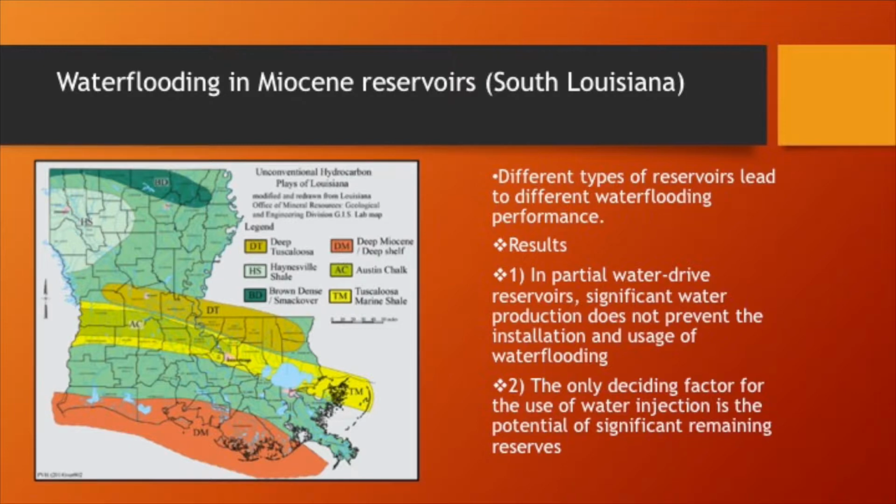Since most of the fields' subsurface structure is quite similar to each other, the results after applying water flooding to 4 Miocene reservoirs in South Louisiana conclude the following 2 observations. In partial water drive reservoirs, significant water production does not prevent the installation and usage of water flooding, and the only deciding factor for the use of water injection is the potential of significant remaining reserves.